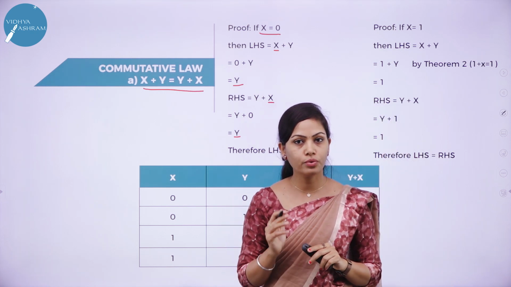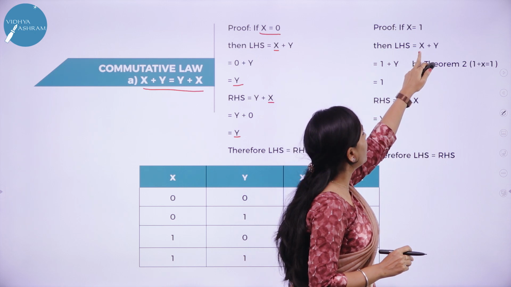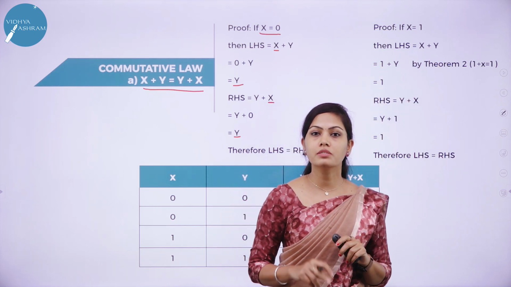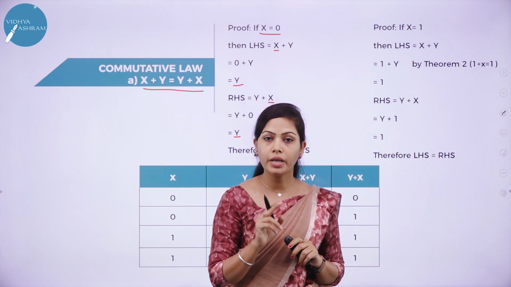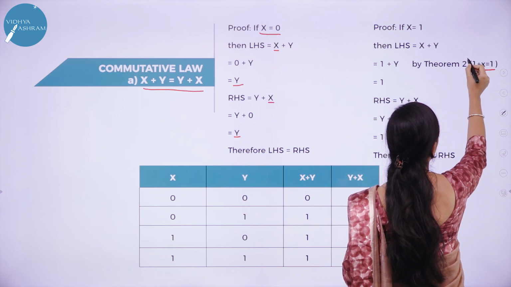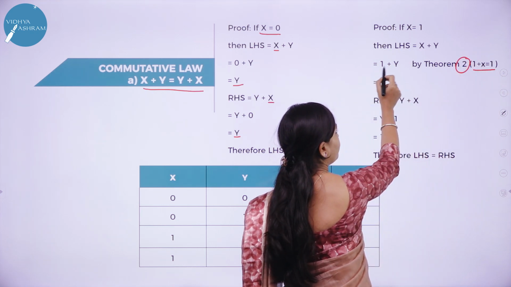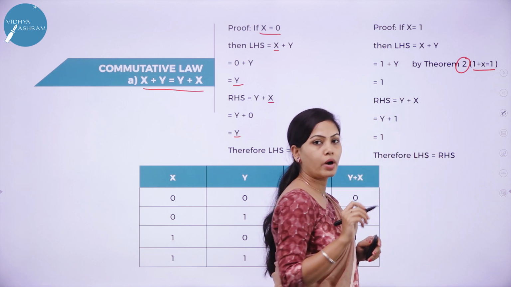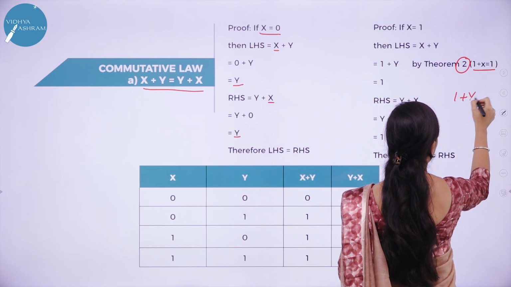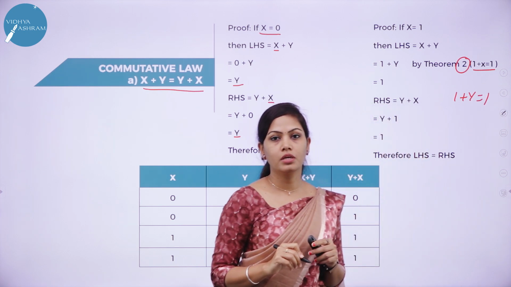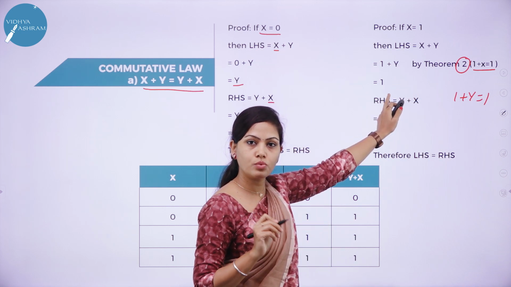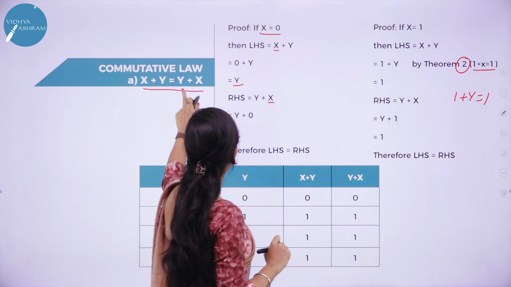If x is equal to 1, substitute the value of x here, 1 plus y is equal to 1. How is it 1? Already we have proved this by theorem 2. 1 plus x is equal to 1 by theorem 2. So, in place of 1 plus y, you can put it is 1. If 1 plus x is equal to 1 and 1 plus y is also equal to 1. So, this is your theorem 2. So, in place of 1 plus y, I can put it is 1 and RHS value is y plus x.